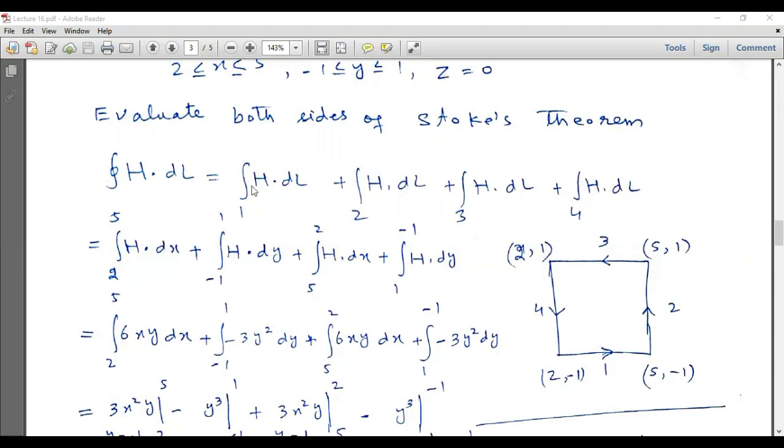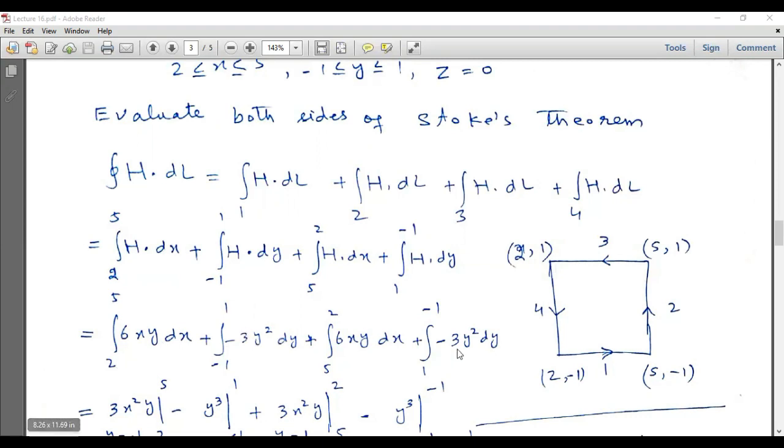So H dot dl for path 1 is equal to H dot dx ax, because this is along the x-axis, and this is along the x-axis again. These are along the y-axis. So this is H dot dx ax plus H dot dy ay. This is the second path, and this is the third path. Again, this will be H dot dx ax, and this is the fourth path, which is H dot dy ay. So it will be equal to the x component of H, which is 6xy, so 6xy dx minus 3y square dy.